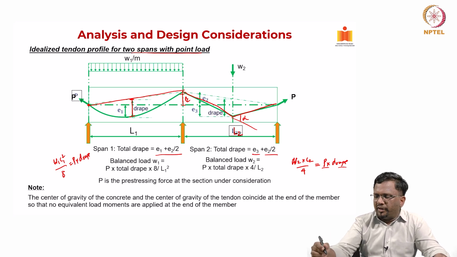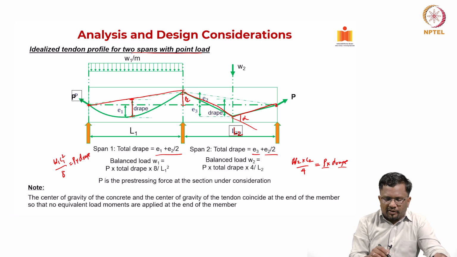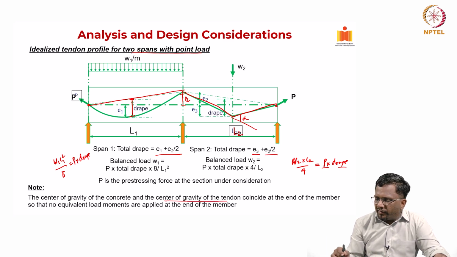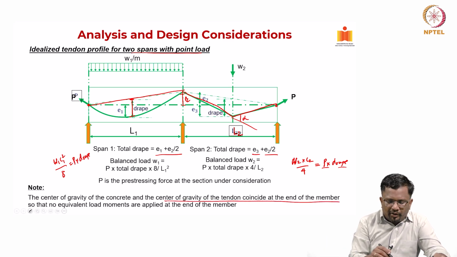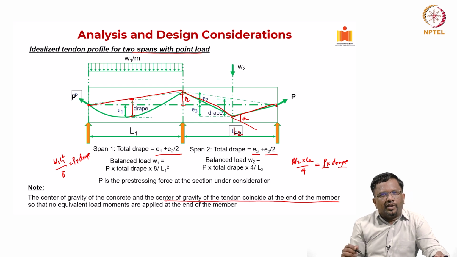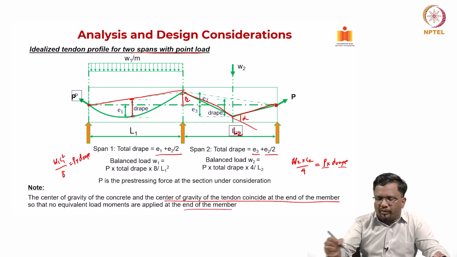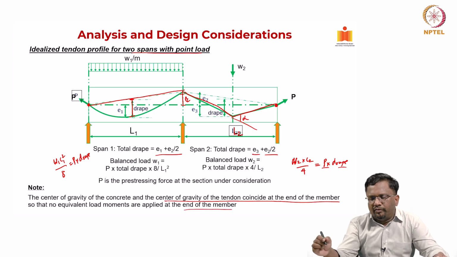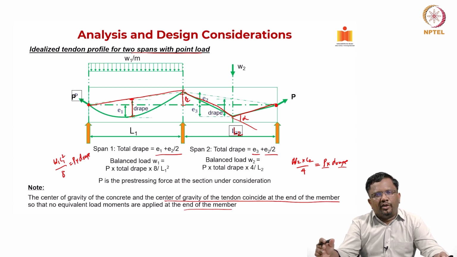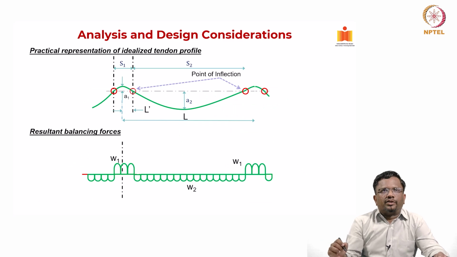So, for example, you see here in this location in the second span, the center of gravity of the concrete and center of gravity of tendon coincides at the end of the member, because we do not need to satisfy or balance any equivalent load, moments do not need to be applied. Okay. So, that is why typically we will try to have the CG of the tendon coinciding with the CG of the concrete at the end supports if they are simple and no moments are required.